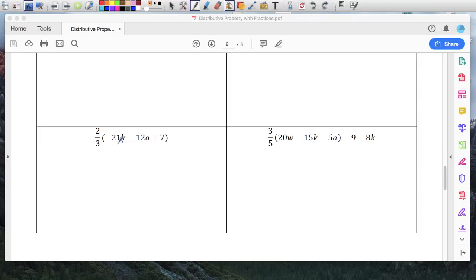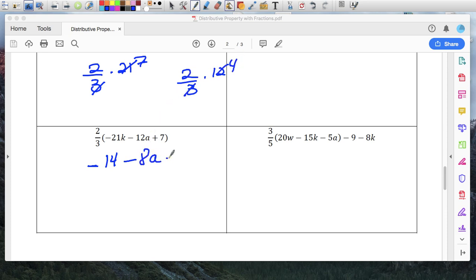So here, I can divide everything by 3 and then multiply it by 2. Okay, so we get 2/3 and then 21k. So a positive and a negative gives you a negative. If I divide 21 by 3, I get 7, right? And 7 times 2 gives me 14. Positive and negative is a negative. So again, think about 2/3 and 12. Divide 12 by 3, I get 4, and 4 times 2 gives me 8a.